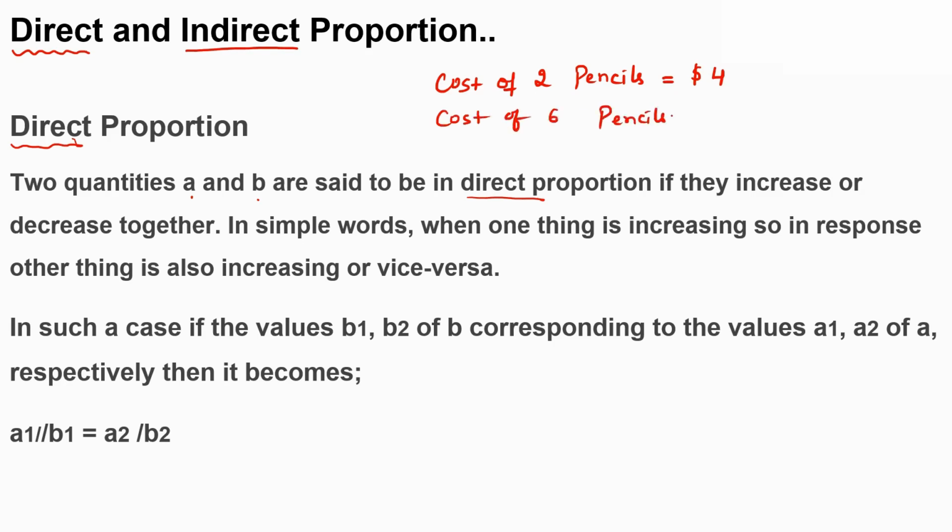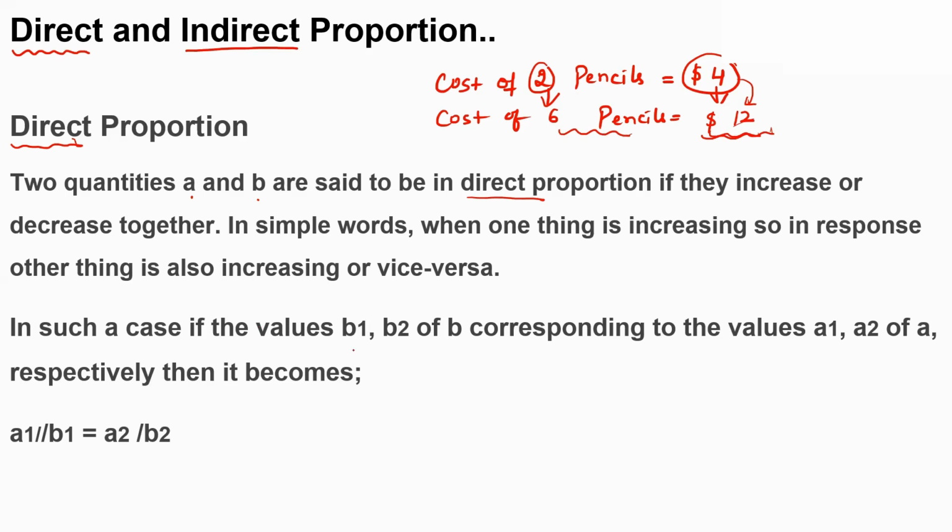So cost of 6 pencils: if pencils are increasing, then cost is also increasing. Cost of 2 pencils is $4. So cost of 1 pencil will be $2 and 6 will be $12. You can also do it because you are getting 6 by multiplying 2 with 3. So I am multiplying 4 with 3, and I am getting $12. So if my pencils are increasing, my cost is also increasing. It means they are in direct proportion.